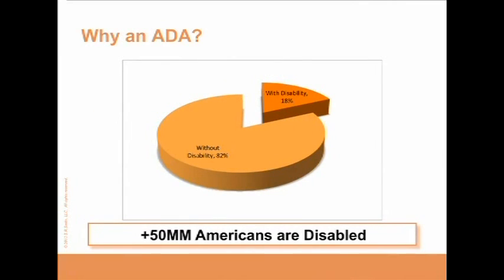So why do we need an ADA? There are over 50 million people with disabilities in the United States. This represents about 18% of our population, which makes this our largest minority group. This number is actually larger when you consider that in many ways, age is also a disability. And as we baby boomers become senior boomers, that number will continue to increase.